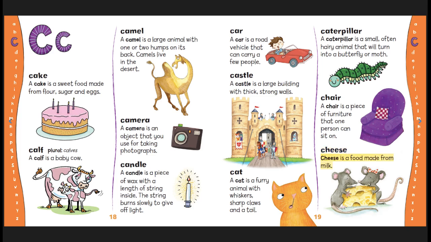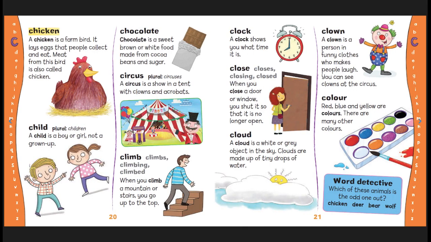Cheese. Cheese is a food made from milk. Chicken. A chicken is a farm bird. It lays eggs that people collect and eat. Meat from this bird is also called chicken. Child. Plural, children. A child is a boy or girl, not a grown-up.